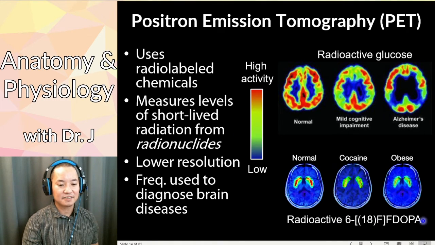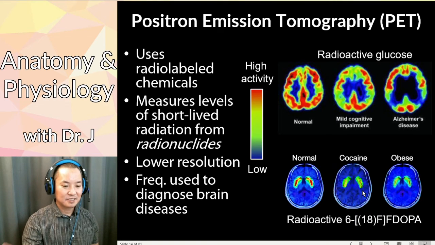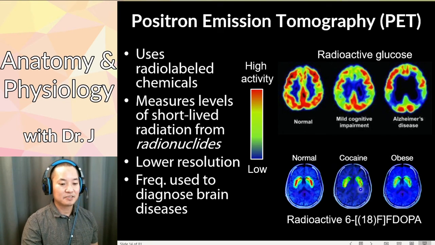So this is actually a variant, so it is like dopamine, but with some more chemical modifications. That's what this is. Don't worry about memorizing this exact term. So just think of it as dopamine, but with radioactive labeling. And here we see lower levels of dopamine.